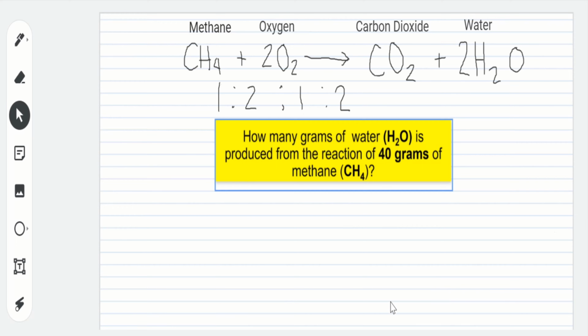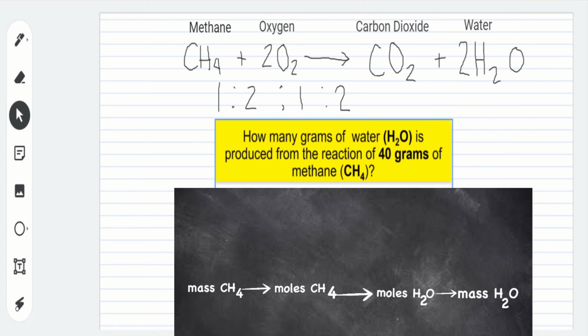So kanina, we were able to calculate the number of moles needed to produce a certain substance, which is in moles. But this time, we have a different situation here. The question here is how many grams of water is produced from the reaction of 40 grams of methane. So, we want to know ilang grams ng water ang mapuproduce kung meron tayong 40 grams of methane. So, yung process na natutunan kanina, yung sa mole to mole, gagamitin natin yun ulit para ma-convert natin yung 40 grams into moles. And after that, to moles of water, and of course, from moles of water to grams of water.